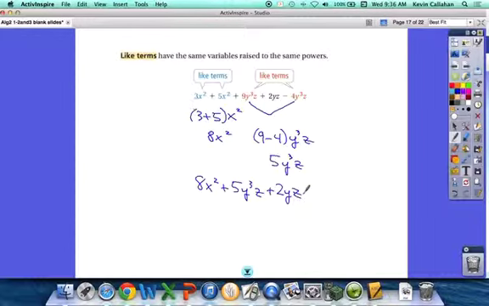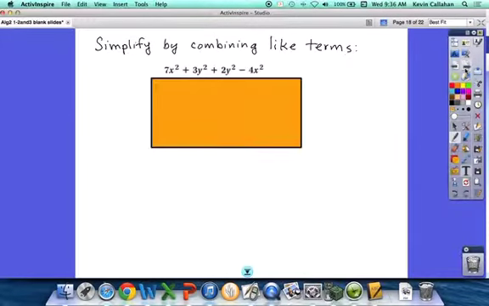So again, for expressions, we do two things. We evaluate by plugging in values. We simplify by combining like terms. So let's do this one. Simplify by combining like terms. Which are the like terms? Okay, so let's see. These are like terms, and these are like terms.